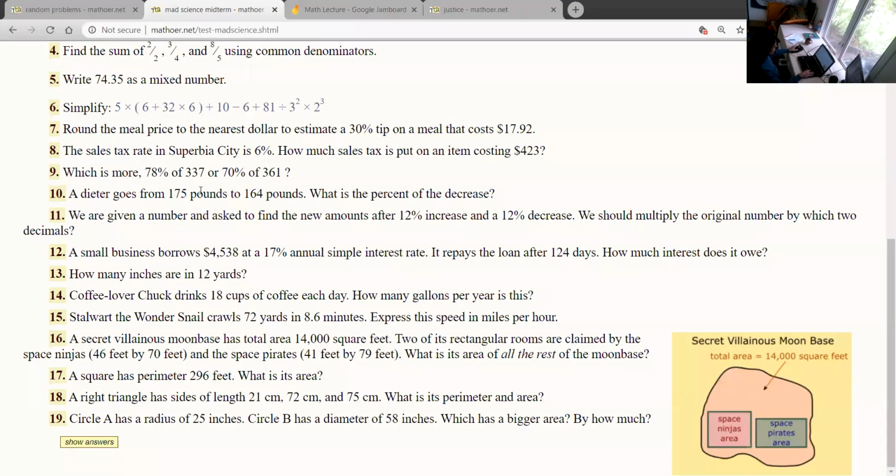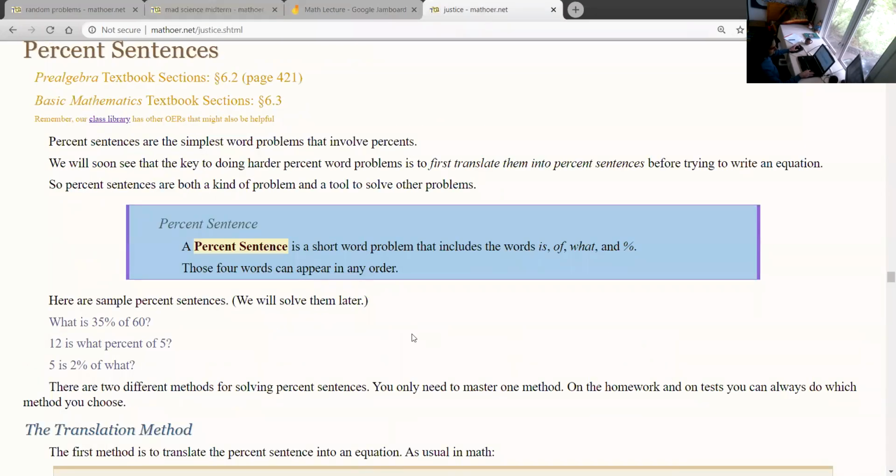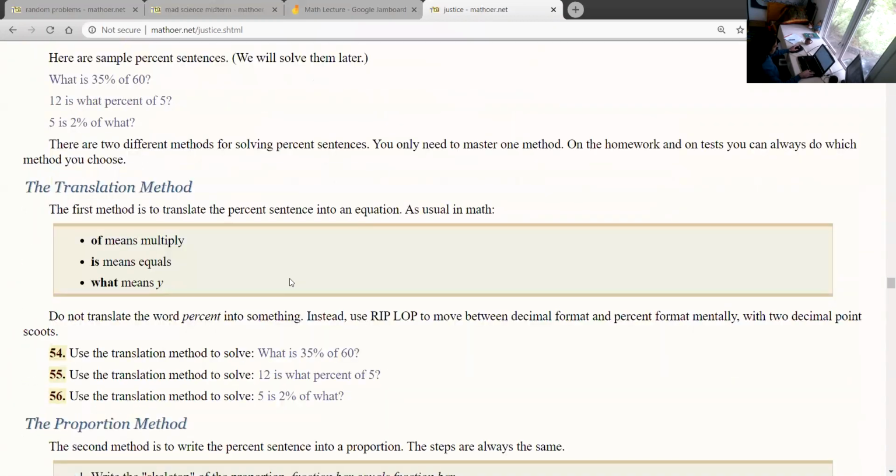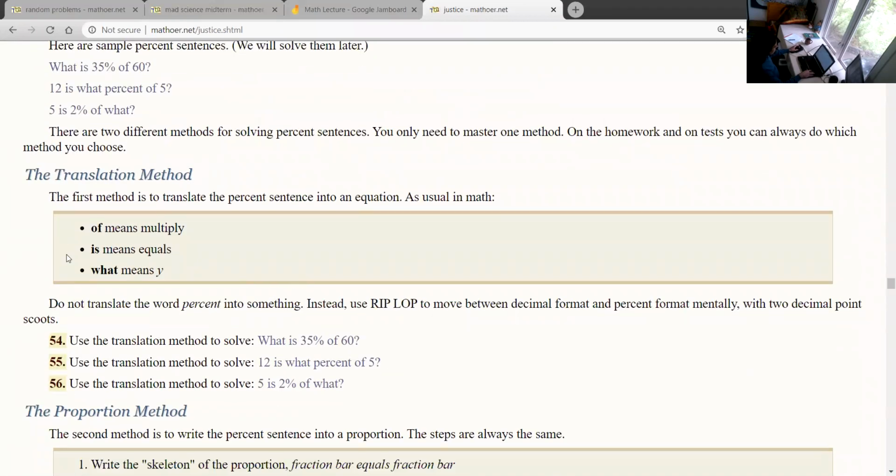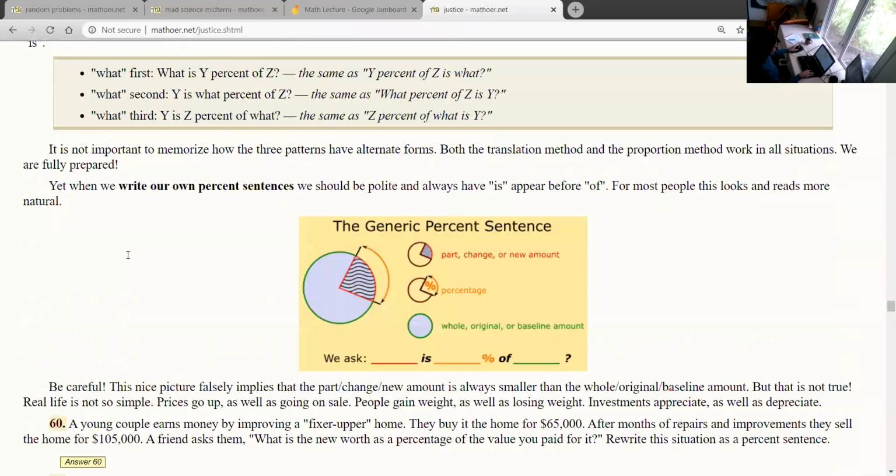Is this one a decrease? Should I use the decrease trick? Is this one a percent of a number? Should I use the percent of a number trick? Instead of trying to remember which type of problem we're looking at, it will just all work the same. So this will be refreshing once you get good at it. There's two ways to do it. You can translate, as I just said, or you could use a proportion.